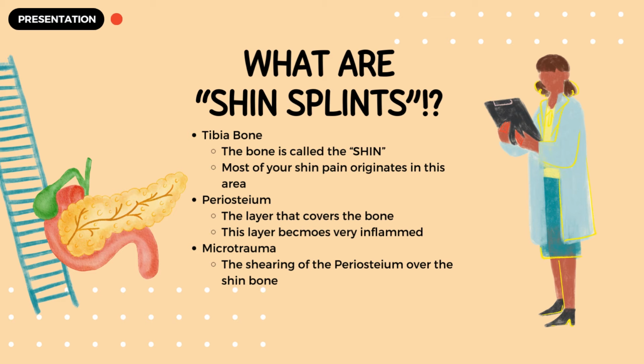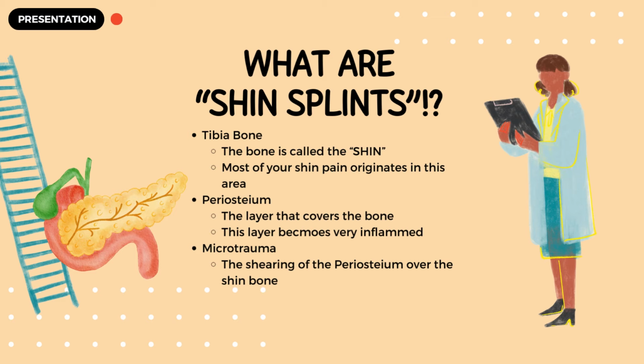Shin splints is basically when you have your tibia bone, which is called your shin bone for the lay people, and most of your pain originates in that front lower part of your leg. That bone is covered in periosteum, which is basically a layer that surrounds the outer covering of the bone, and this layer becomes very inflamed. Then you have a lot of micro trauma, a shearing of that periosteum over the shin bone, as well as the muscles that are attached to it. So when somebody talks about shin splints, that's what they mean.